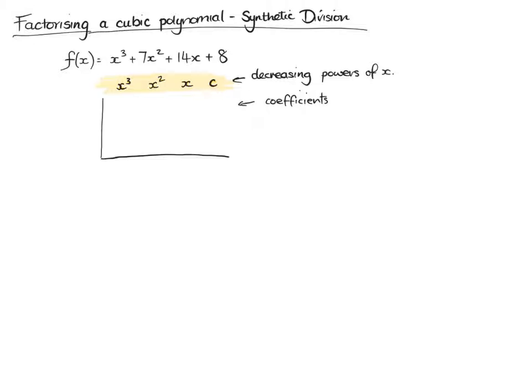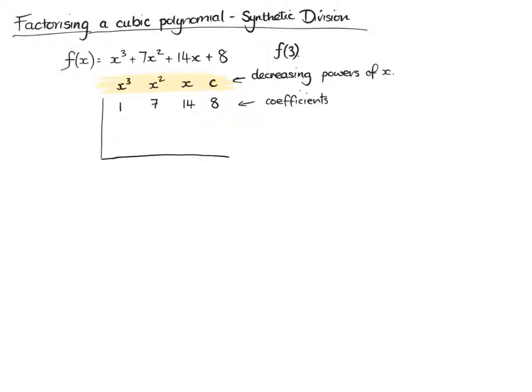So our coefficients for this one, for our x cubed, we've got a coefficient of 1. For our x squared, we have a coefficient of 7. For x, we've got a coefficient of 14. And for the constant, we have a coefficient of 8. Right? Okay. And we pick our number, so we're still going to try and find f of 3.